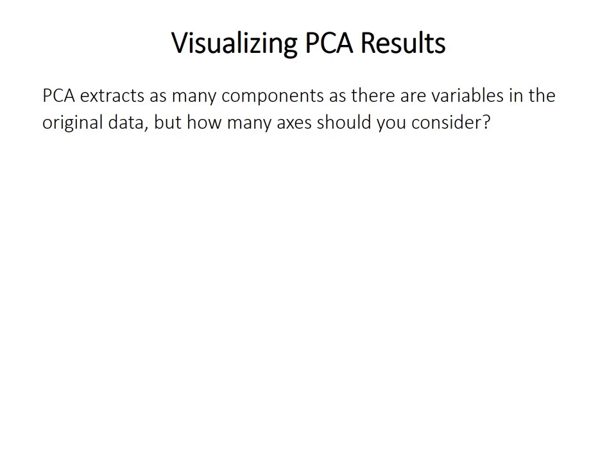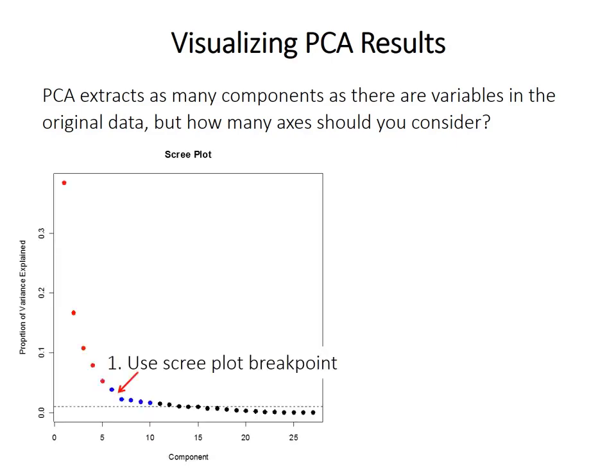So there turn out to be several rules of thumb. One is that you can make this plot here called a scree plot, which shows the proportion of variance explained by each principal component. And there's often a break point somewhere between a steep part of the line and a shallower part of the points. And you can use that break point to be sort of a cutoff. In this case, we might say, well, I'm going to look at the first 6 principal components, or something like that.